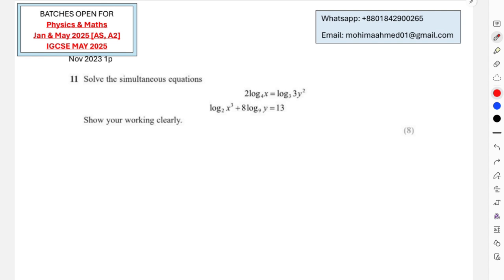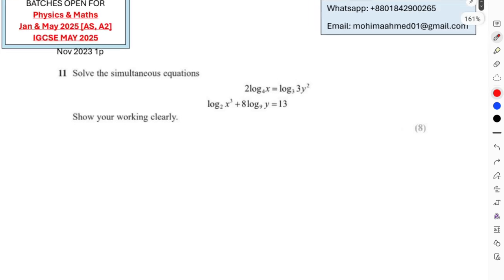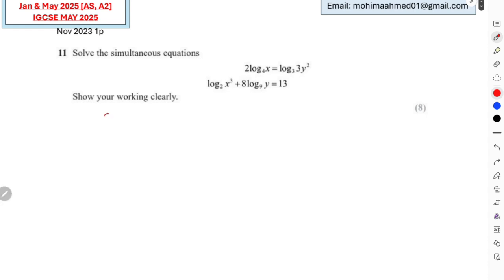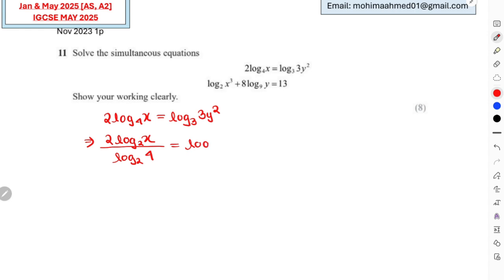It would be better if I simplify all of the equations and then start simultaneous and then start substituting them. For example, from the first equation you have 2 log base 4 x is equal to log base 3 of 3y square. From this part, obviously I cannot simplify log base 3, but I can simplify log base 4. That will be 2 log x divided by log 4. I'm going to consider using log base 2, and then log base 3 of 3y square.